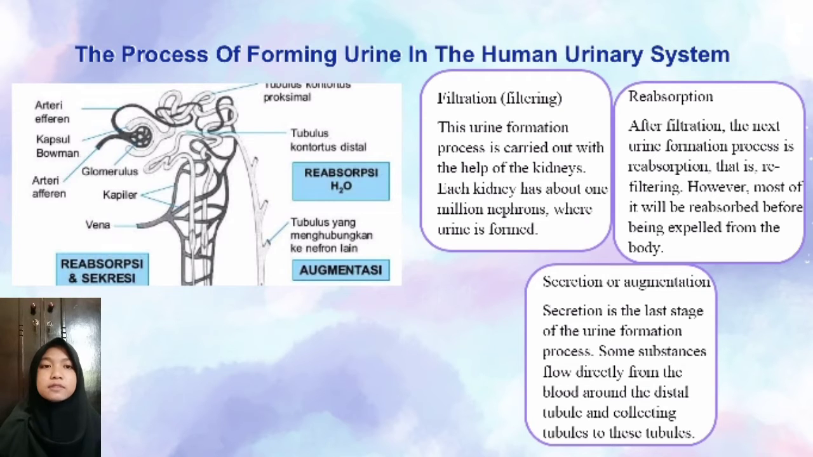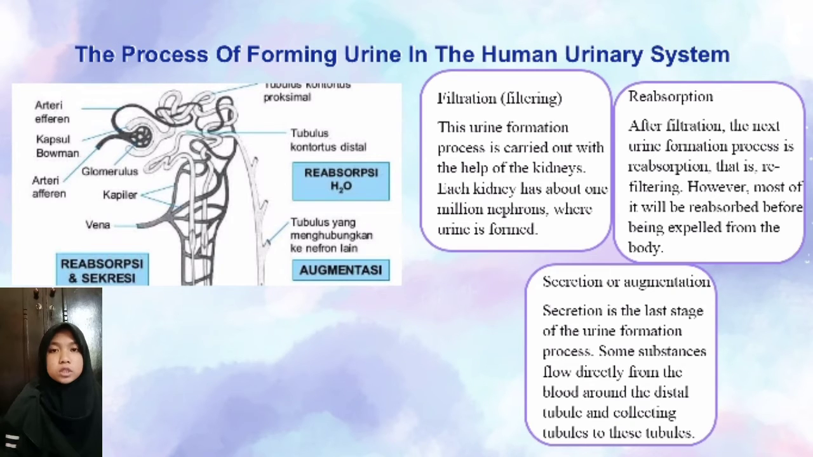Reabsorption. After filtration, the next urine formation process is reabsorption. That is, refiltering. About 43 gallons of liquid go through the filtration process. However, most of it will be reabsorbed before being expelled from the body. The absorption of the fluid is carried out in the proximal tubule of the nephron, distal tubule, and the collecting tubule. Water, glucose, amino acids, sodium, and other nutrients are reabsorbed into the bloodstream in the capillaries surrounding the tubule.